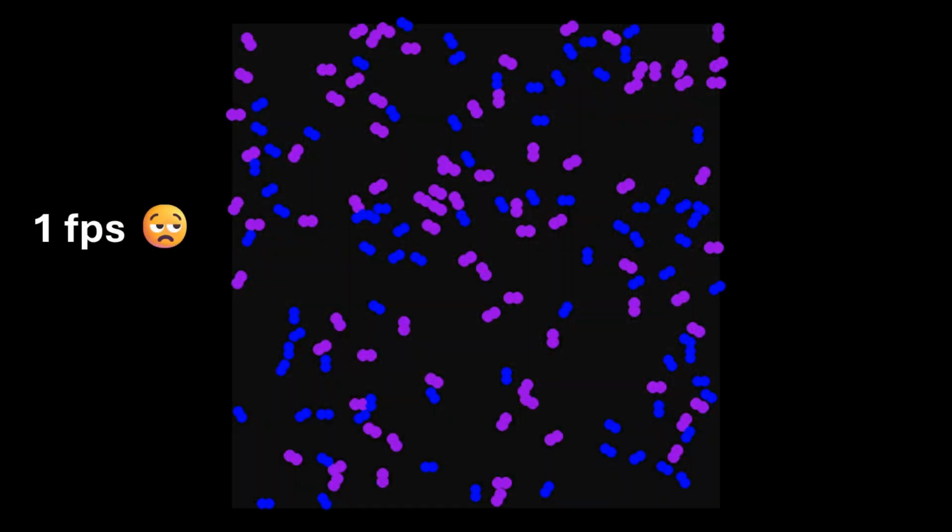So, can you do chemical kinetics in Python? You sure can, but just don't add too many molecules.